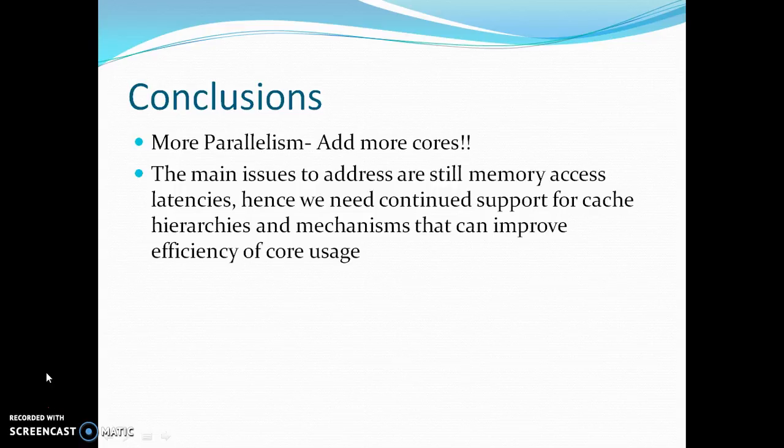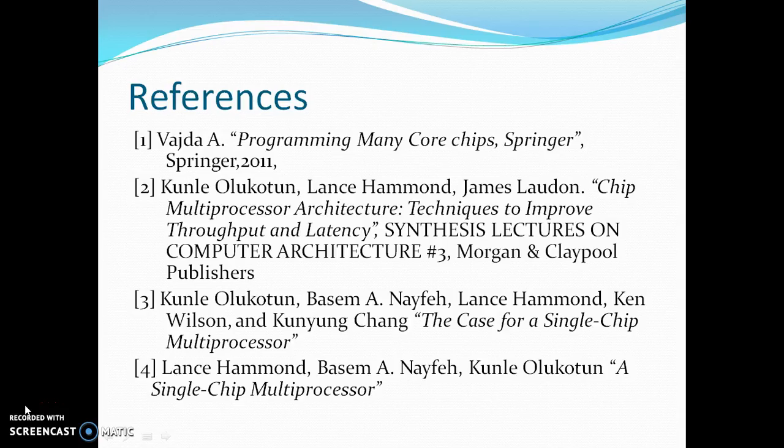As the need for graphic processors, multimedia processors and server-based systems is going to increase, parallelism is going to be required. So add more cores for better performance. But there is still a lot of scope for improving memory access latencies and efficiency in chip multiprocessors.